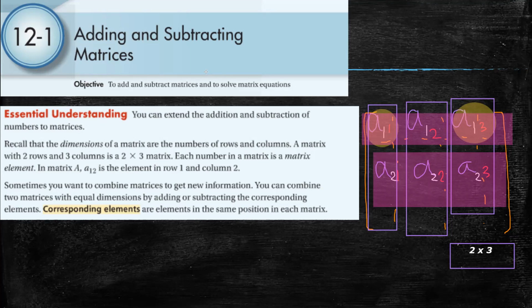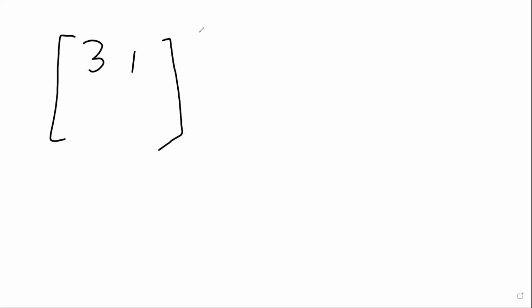So if you want to add or subtract any 2 matrices, you have to check 2 things. The first one, you have to check that both of the matrices have the same dimension. Like, I cannot add this matrix with this one.